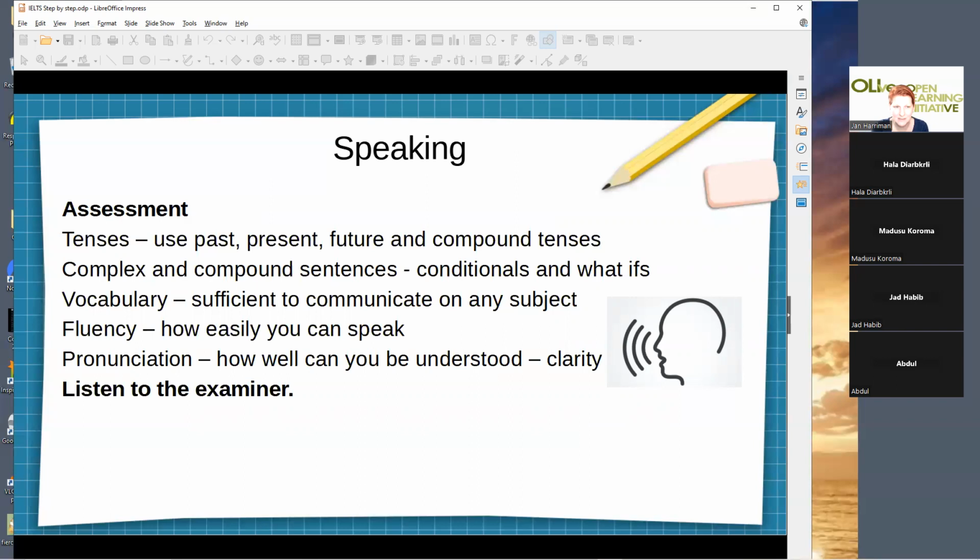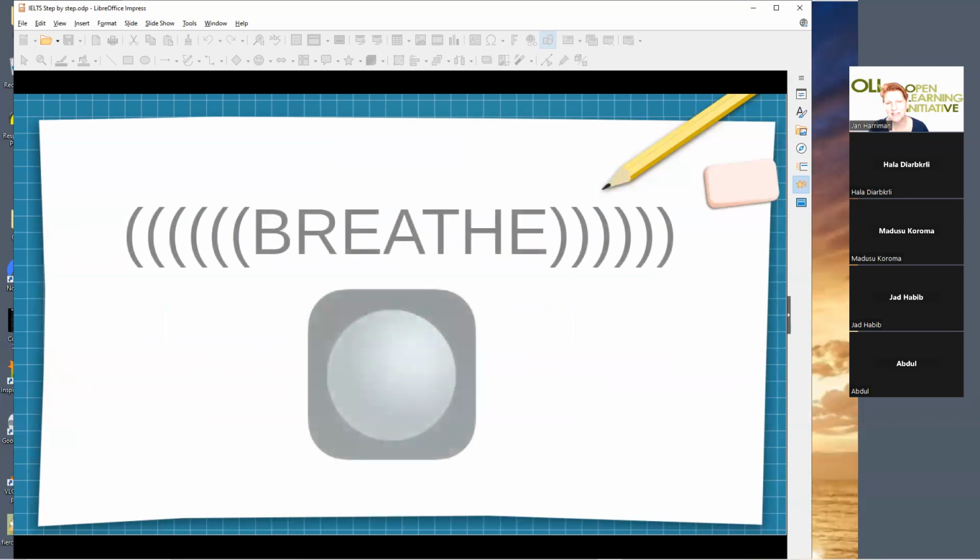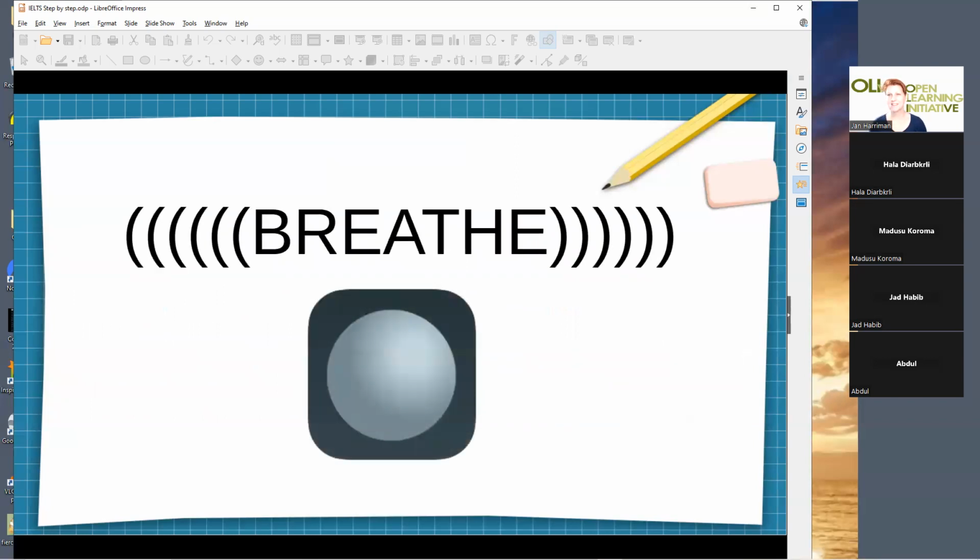So listen to the examiner. The examiner's questions and prompts are there to improve your mark. So once again, the overall for this exam, the fundamental, big deep breath. The questions are your guide. You follow the questions, listen to the questions, look at the questions, listen to the questions, read the questions. The answers are all there.